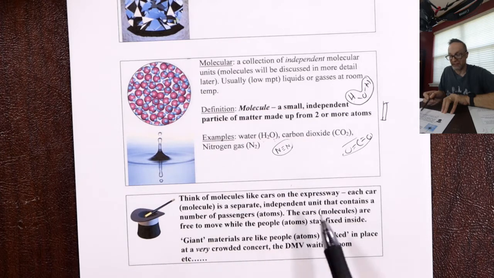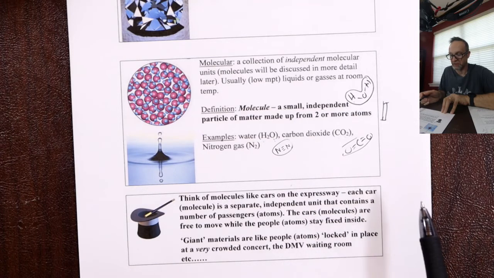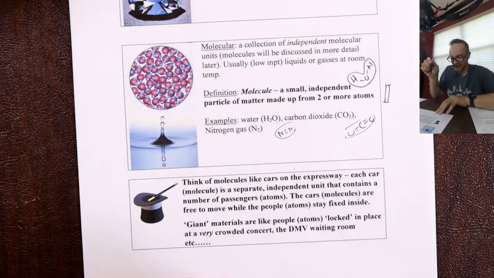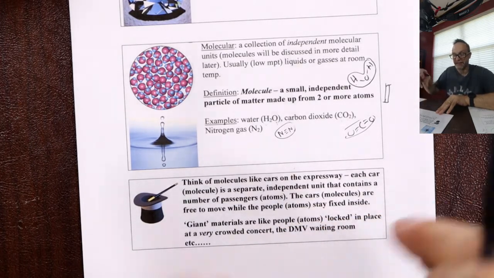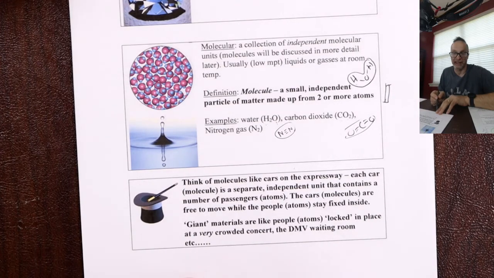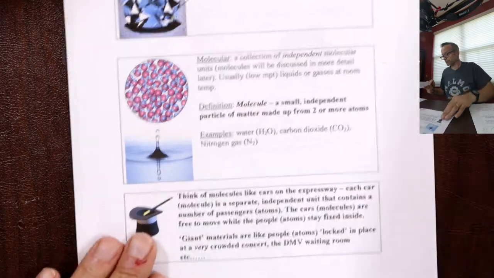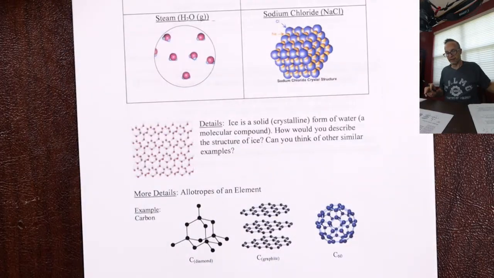Okay, think of molecules a bit like cars on the expressway or minivans in my other example. The atoms are the passengers, the car with the people inside it is the molecule. Giant materials, think about a trip to the DMV. You sit in a fixed position in the waiting room for a long period of time. That's a lattice, right? So a lot of things sitting there in a fixed position is a lattice, or a crystal. It's the same one.